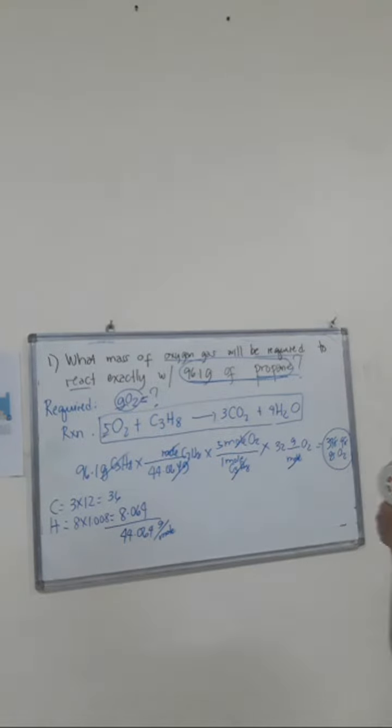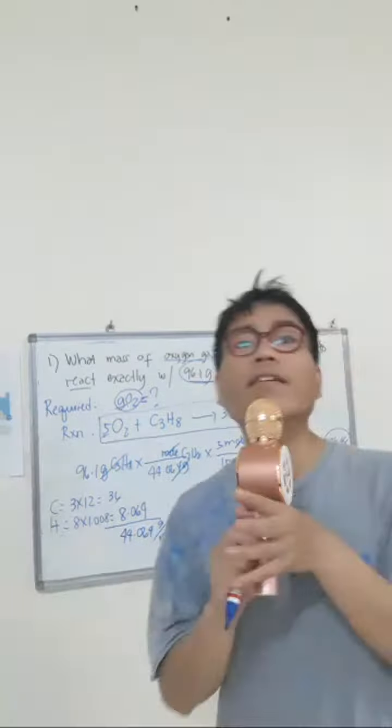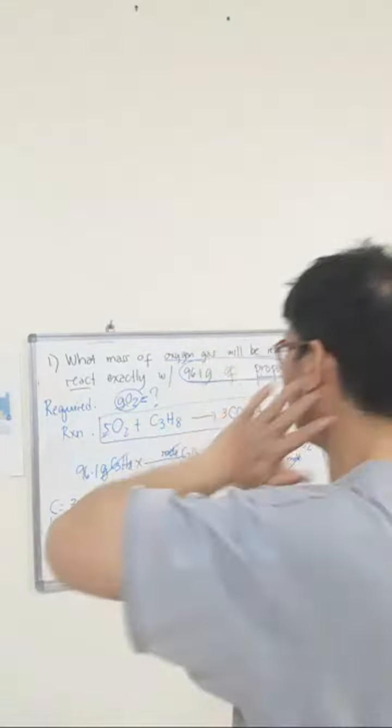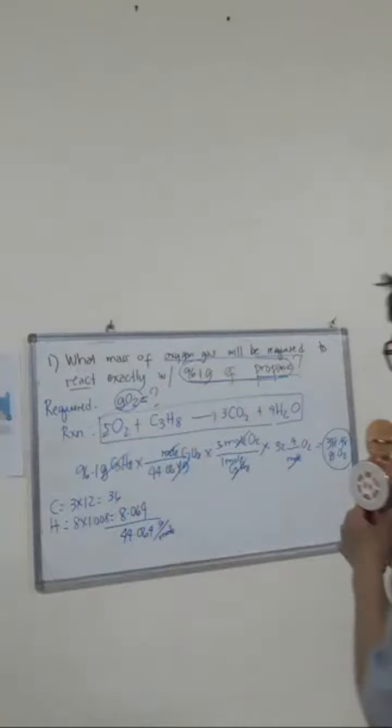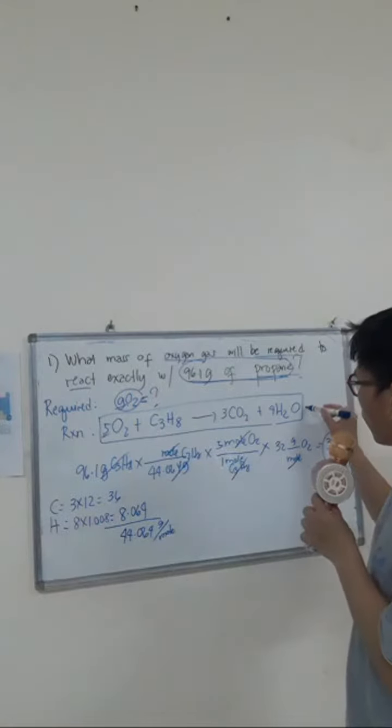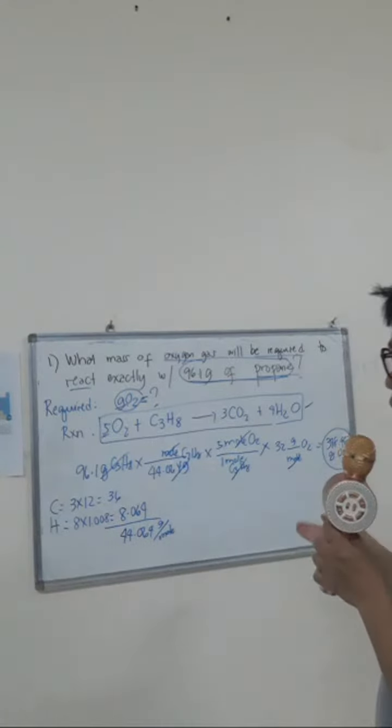This is our answer. What mass of oxygen gas would be required to react exactly with 96.1 grams of propane? Our answer will be 348.98 grams of oxygen. Now, if you need to ask for the others, you can solve for them also. As long as we have the stoichiometric chemical calculations, bingo, we can solve for the others also.